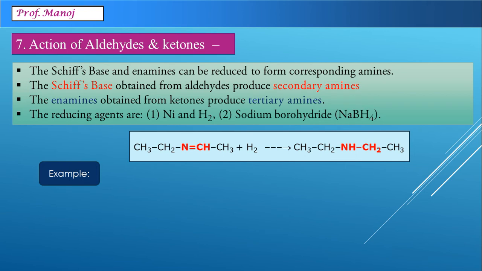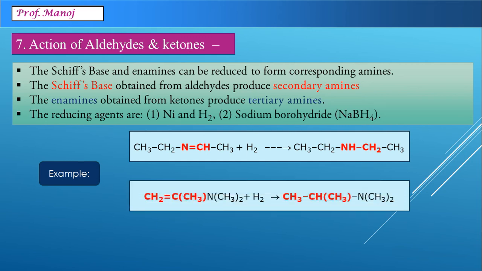The example which I am showing right now is the Schiff's base, which on reduction gives you secondary amine. And if you see, enamine produces tertiary amines at the end. The reducing agents used here are either catalytic hydrogenation or sodium borohydride.